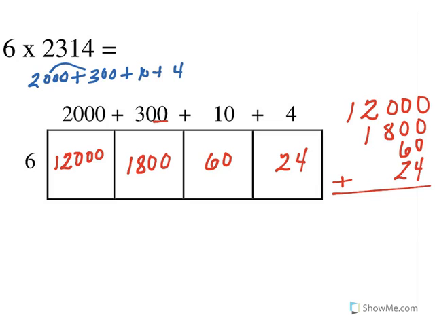Now, 0 plus 0 plus 0 plus 4 is 4. 6 plus 2 is 8. 0 plus 8 is 8. 2 plus 1 is 3. And 1 plus nothing is 1. So now I know my answer, 6 times 2,314, is 13,884.